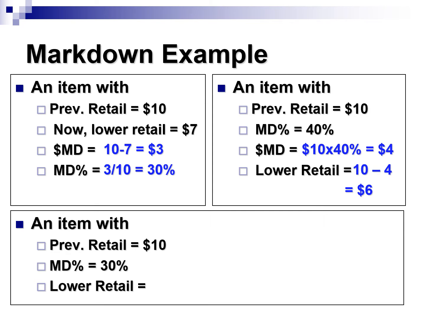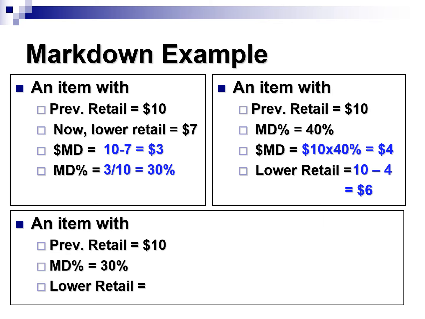It probably didn't take more than a few seconds for you to answer these two questions, right? Dollar markdown will be 40% of the previous retail, so 40% times $10 will be $4, right? Which was the third formula we learned from the previous slide. Dollar markdown equals previous retail dollar times markdown percent. Okay, the formula is pretty obvious now, right?